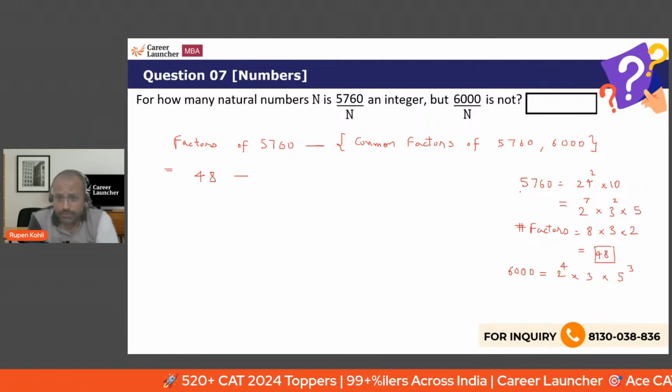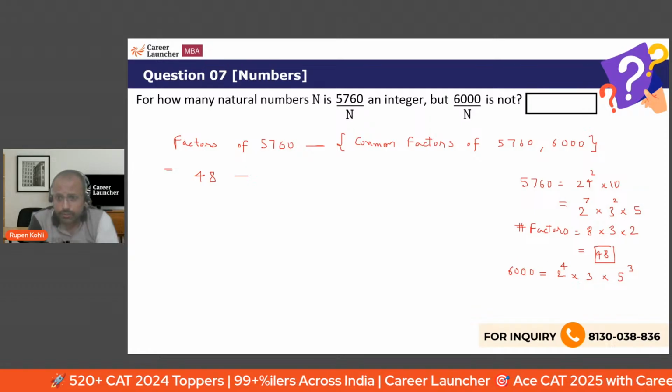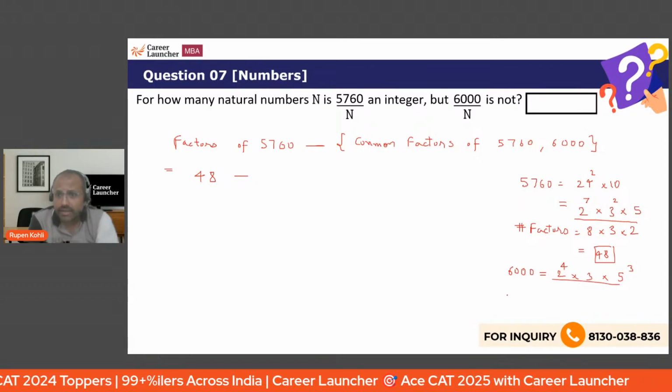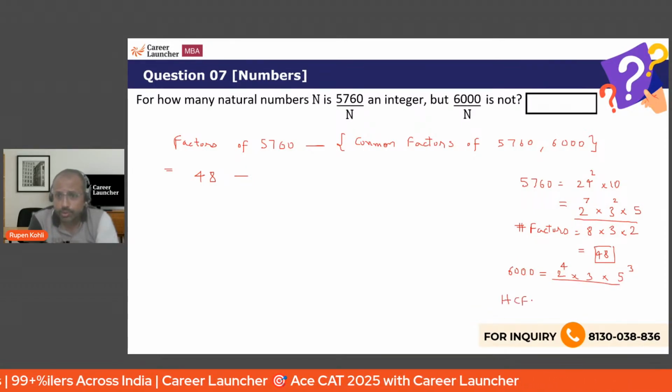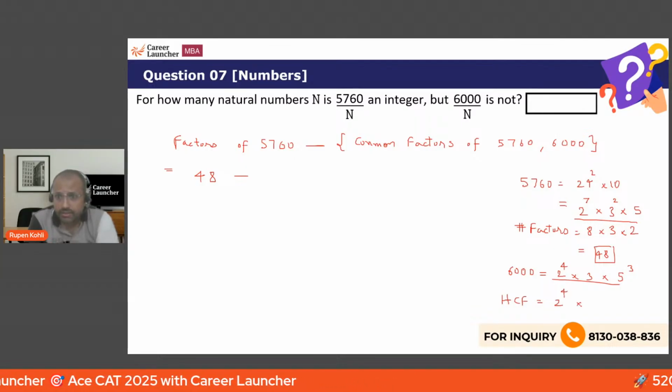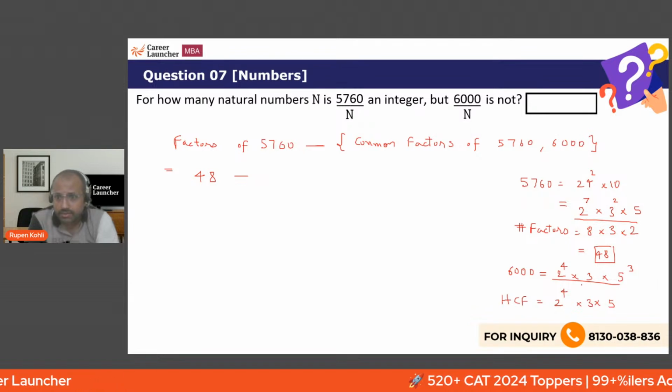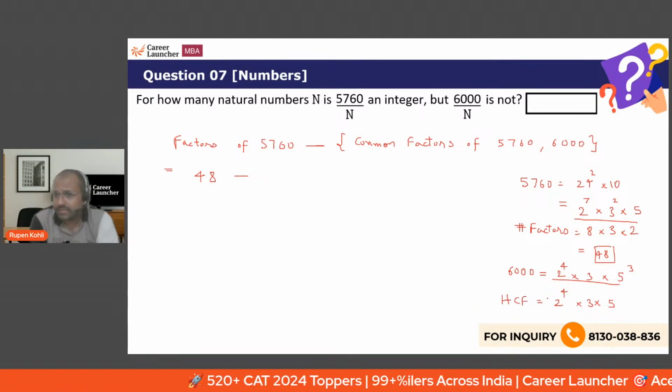So what is the HCF of 5760 and 6,000? Look at this and look at this and do the HCF. Take the smallest powers, right? 2 power 4 is smallest, 3 power 1 is smallest, 5 power 1 is smallest, right? 2 power 4 and 3 and 5 is the HCF.